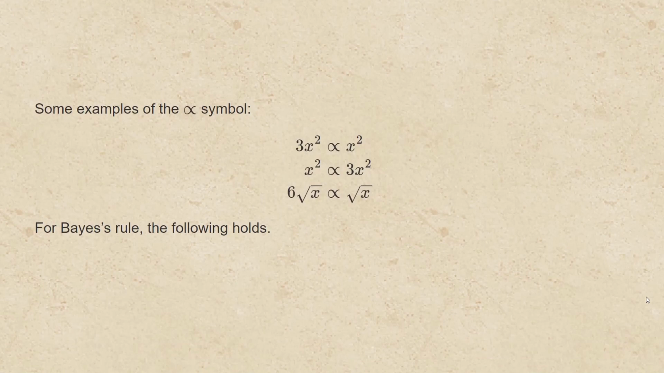3x squared is proportional to x squared. X squared is proportional to 3x squared. 6 square roots of x is proportional to just the square root of x. For Bayes' rule, the following holds.